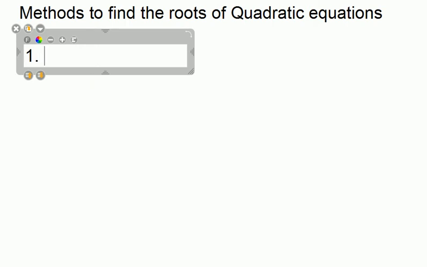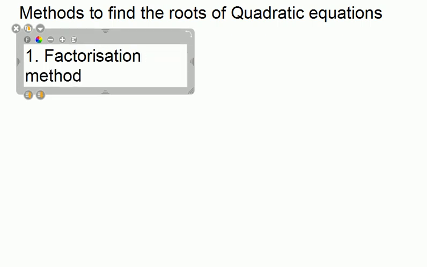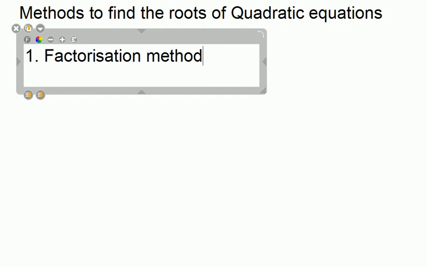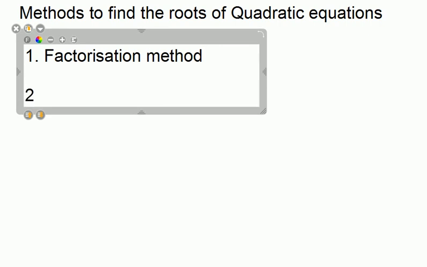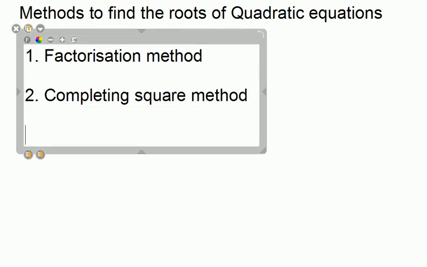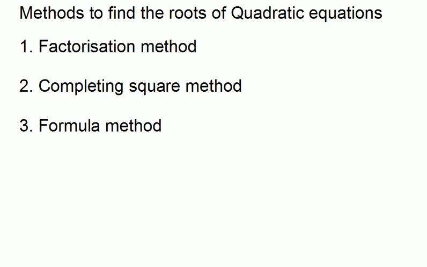Factorization method. The second one is completing square method. And the third method is formula method. So there are three methods available for finding the roots of a quadratic equation.